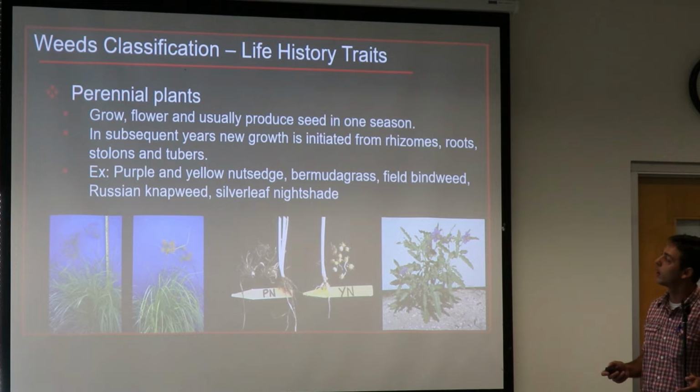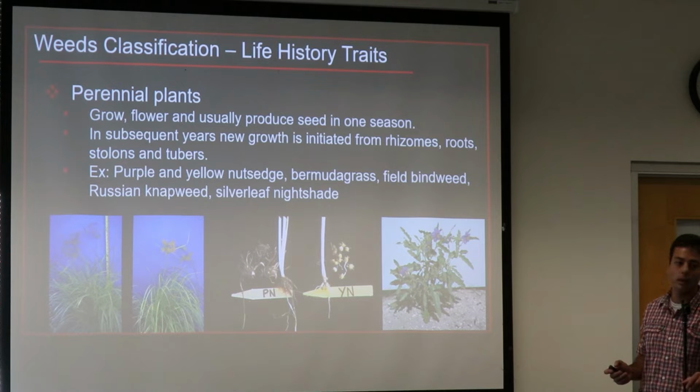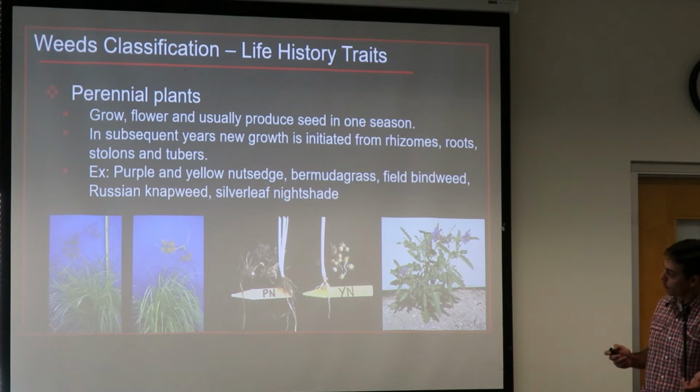an annual plant. They still don't have the vegetative structures that allow them to survive some control measures, which are normally above ground, which we call the stolons, very common in Bermuda grass, and below ground, which we call the tubers or the rhizomes. So here we have again our purple and yellow nutsedge, and these are the vegetative reproductive structures that they have. That's why they are perennial plants, that they can survive multiple seasons.